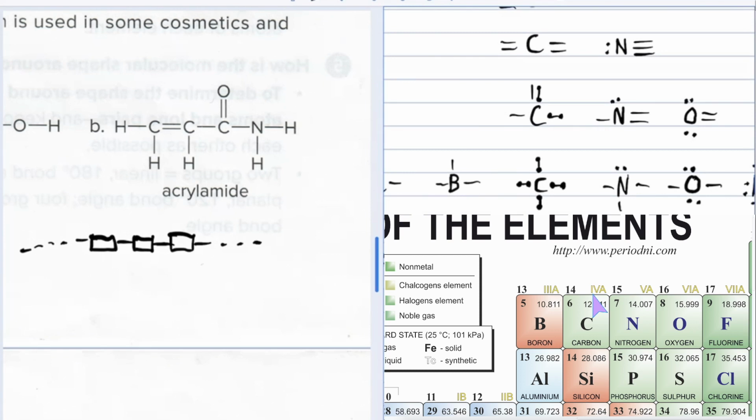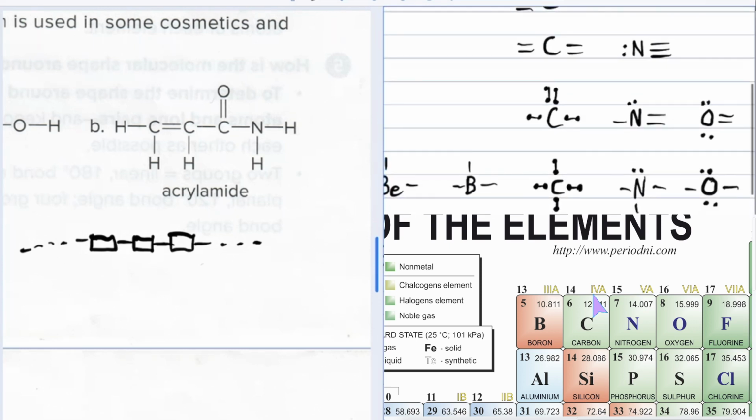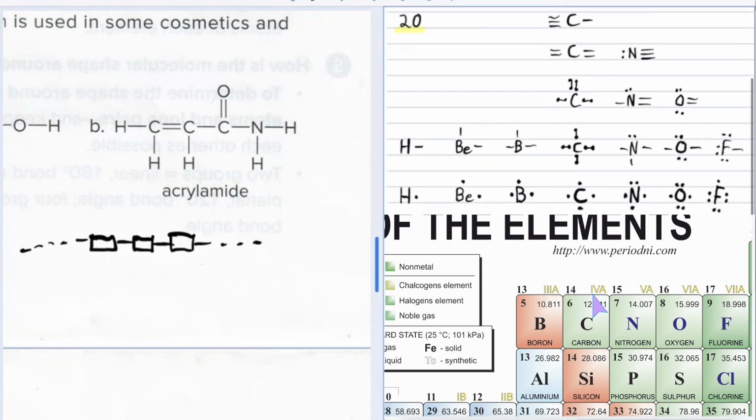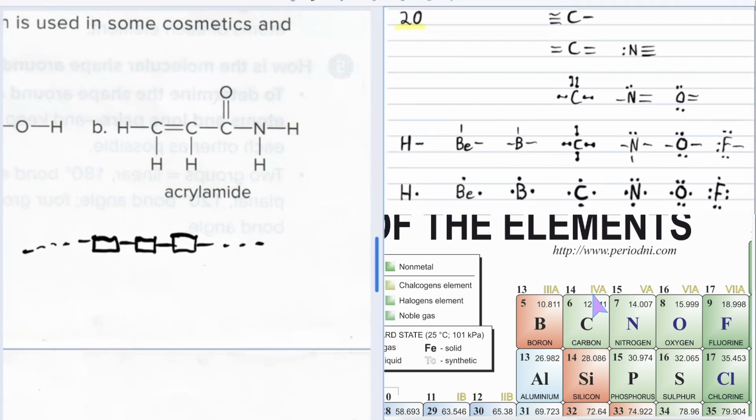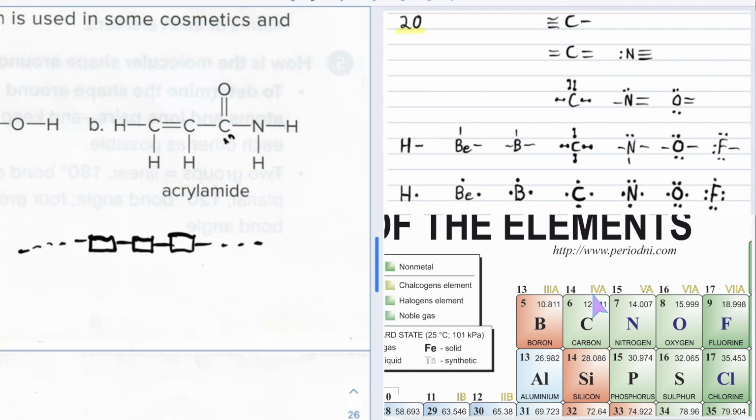Normally you don't do this, but you can count them all up. 4 bonds means an octet. Okay, they're all octets. Okay, and so this carbon looks like that. So this one is good.